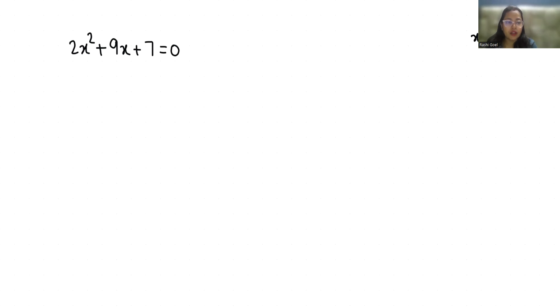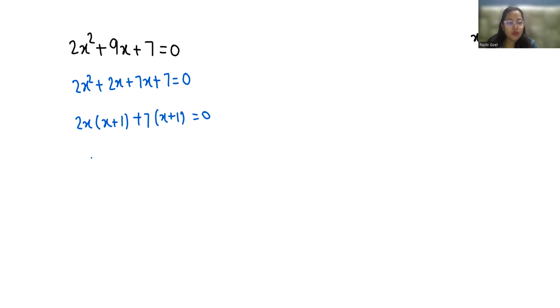So we can write this 9x as 2x + 7x, plus 7 = 0. Now from the first two terms, if I take 2x as common, we get x + 1, and if I take 7 as common from the next two terms, we get x + 1 = 0. Now x + 1 is common, so (2x + 7) is the other factor. So these are the two factors.